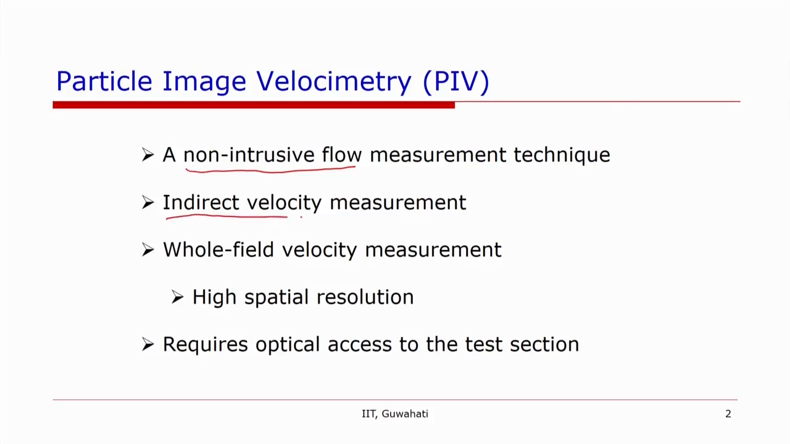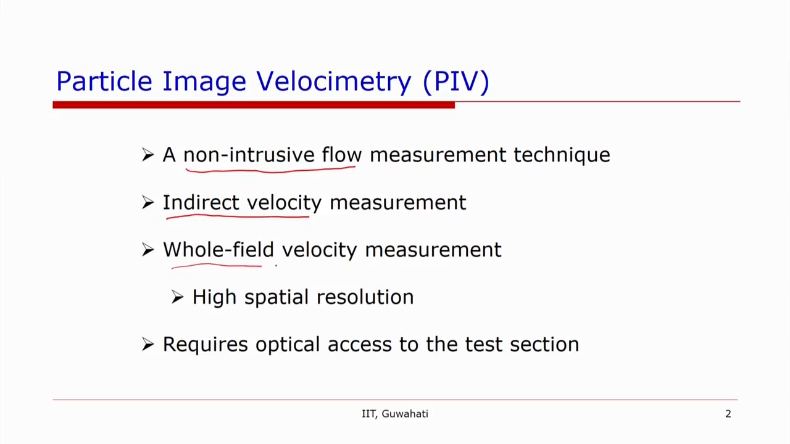Then, the velocity measurement is indirect. As we are not measuring in the technique the velocity of the fluid particles or the fluid molecules directly, rather the velocity of the solid particles or the liquid particles or the tracer that is introduced in the fluid is measured, and from that the velocity of the fluid is obtained. So, that is why it is called an indirect velocity measurement technique.